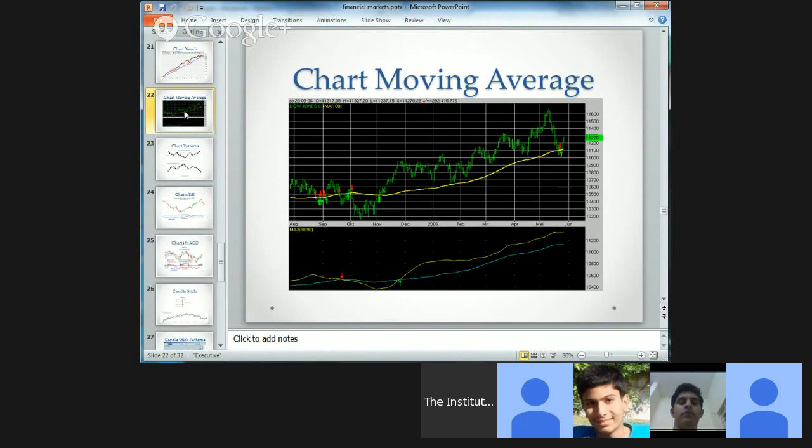If you look at the screen, there is the stock price and there is an aggregate moving average, which is intersecting the stock price or the index price. It's the Dow Jones Industrial Index, so it's intersecting the Dow Jones Industrial index at various places. The yellow line is basically the moving average, and the green is the candlesticks, right?